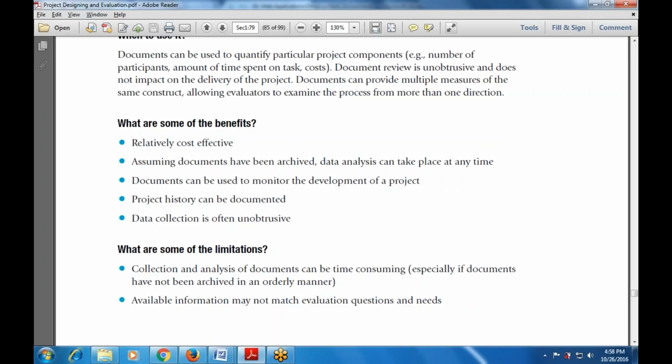Then documents can be used to monitor the development of a project. Whatever the procedure that is carried out, that is used to monitor the development of a project. Then project history can be documented. Whatever the project scenario, it can be documented. Documented in the sense we are analyzing, making comparisons of the duplicate copies, how it works, how it is followed, and what are the various benefits of using this. Then data collection is often unobtrusive.